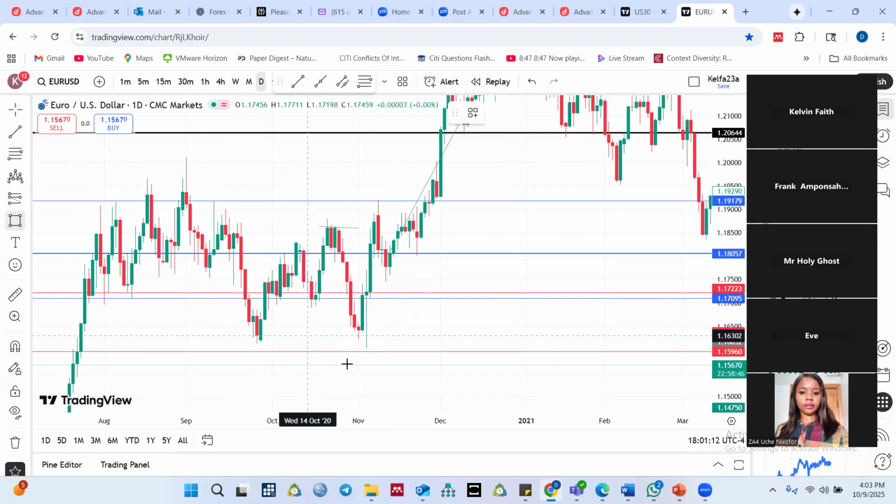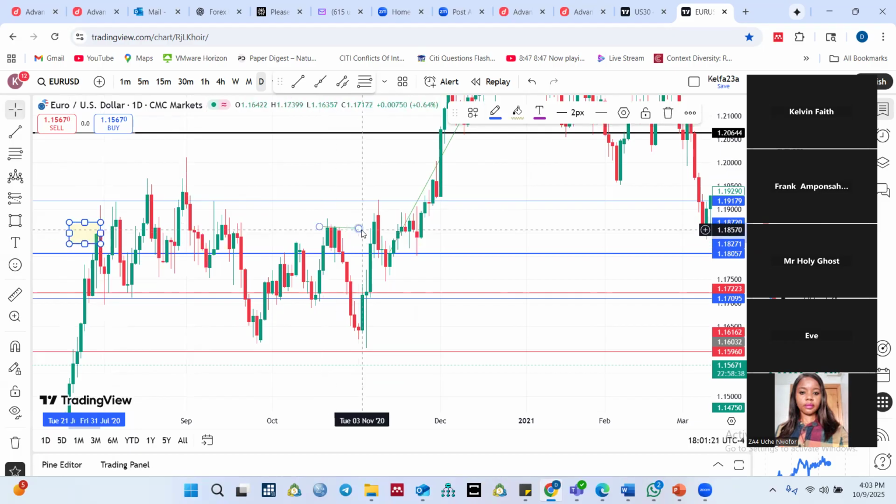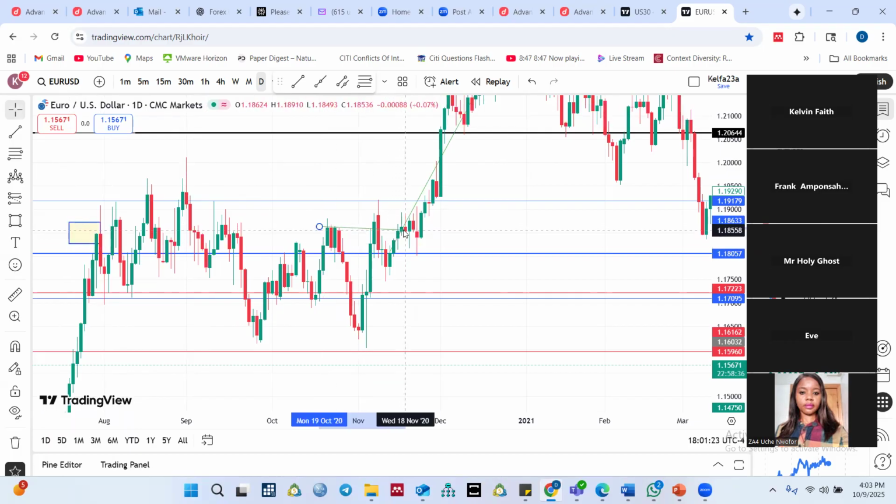So price moved up from below here and took out this high. I don't know if you guys are seeing that. It took out this high, right? When it took the high out, impulsive move to take the high out, what happens? It gave what we call corrective.